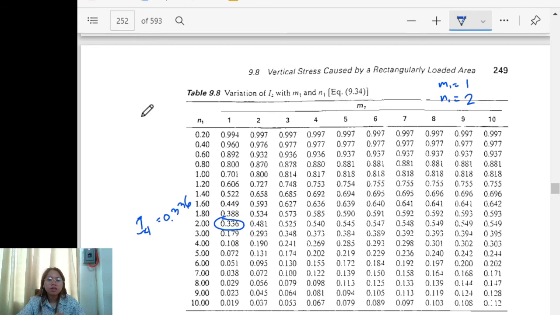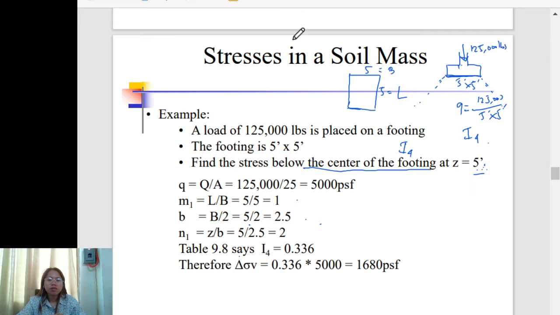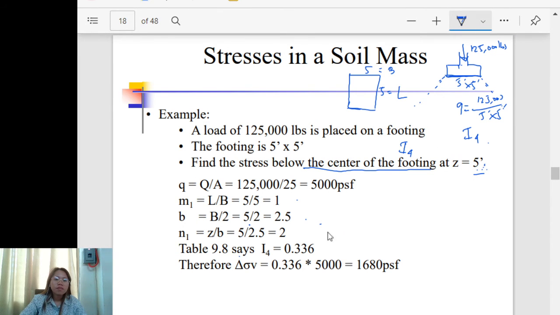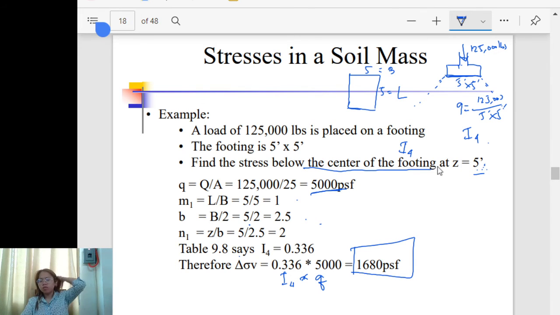This is your coefficient. So from here, your I4 times the small q gives the stress below the center of the footing, which is 1,680 pounds per square foot.